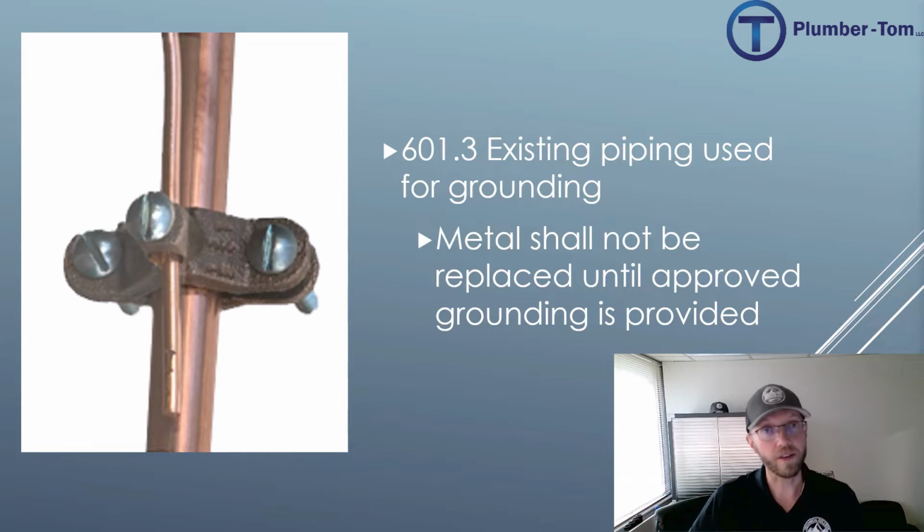That can cause fires. That can cause electrical issues. So 601.3 says metal shall not be replaced until approved grounding is provided. Now, as a plumber, does that mean you have to go and figure out what it means to ground electricity? I personally wouldn't. I've been in this situation many times in my plumbing career.